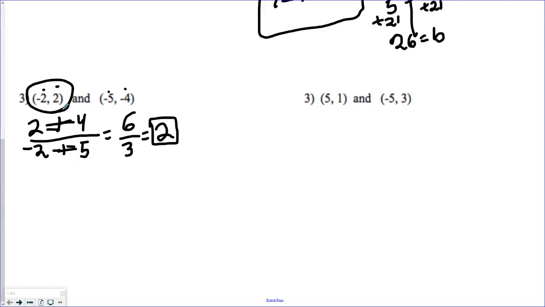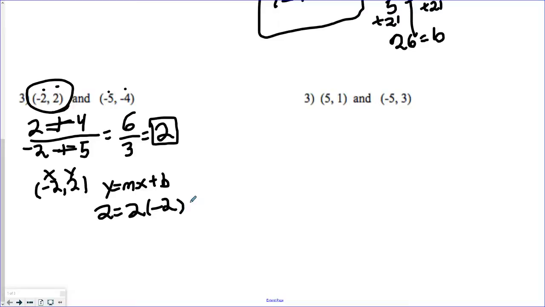I'm going to pick this as my point of reference, so negative 2 comma 2. Remember, this is my y, and this is my x. So I'm going to go to my equation, y equals mx plus b. Plug in the number for y, which is 2. Plug in the number for m, which is also 2. Plug in the number for x, which is negative 2. Lots of 2's here, plus b. And then go about solving it. So 2 times negative 2, that's negative 4, plus b equals 2, and then add 4 to both sides, and you get 6 is equal to b.